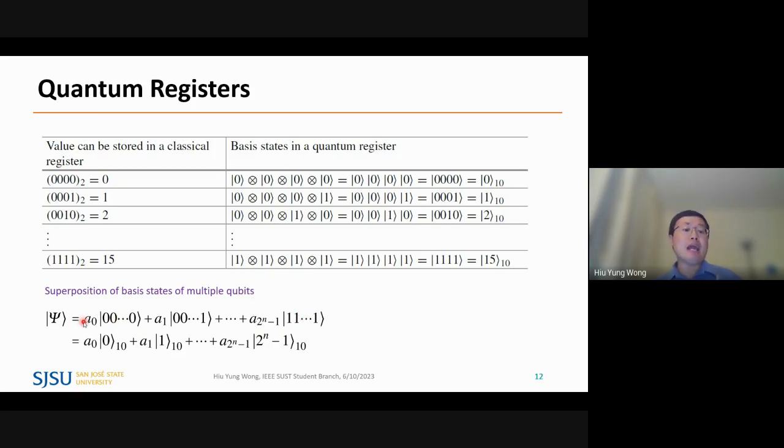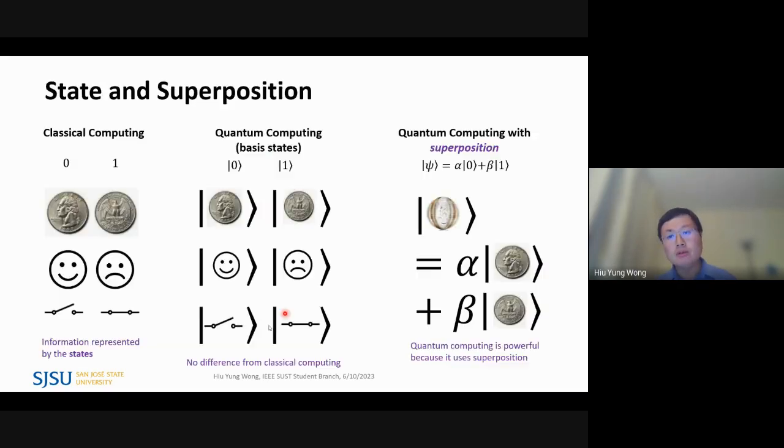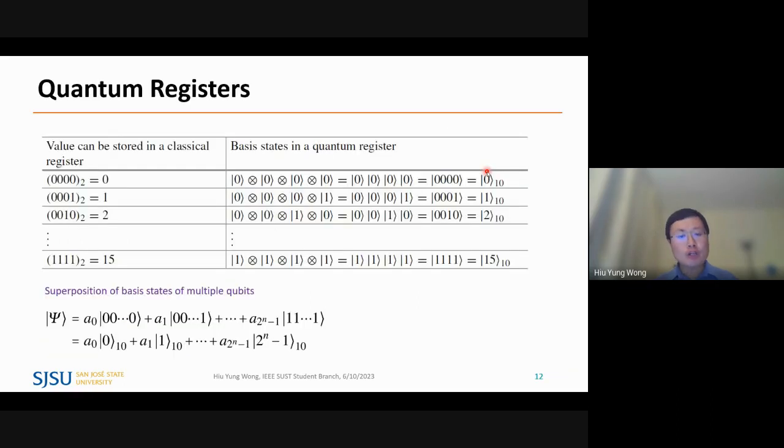Then I can have a state that is a linear combination of this. Then how many coefficients do I have? It is going to be 2 to the power n coefficients. 1 qubit gives me 2 to the power 1, which is 2 coefficients. 4 qubits give me 2 to the power 4, which is 16 coefficients.